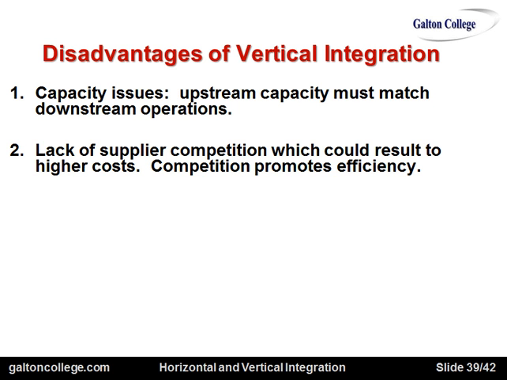Lack of supplier competition could result in higher costs. Competition promotes efficiency. Lack of competition may mean that the business becomes sloppy, it becomes casual. It doesn't look for efficiencies. It doesn't have to. It doesn't have competitors. It's got rid of the competitors, perhaps. In which case, it's not trying that hard. It doesn't innovate at the same rate. It doesn't have the same pressures, market pressures. So perhaps it becomes less efficient and high cost.